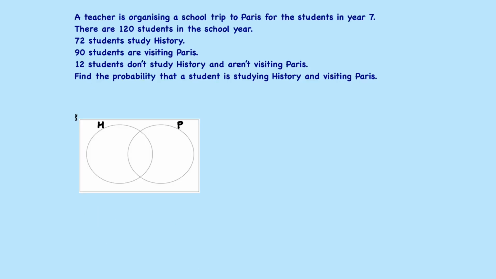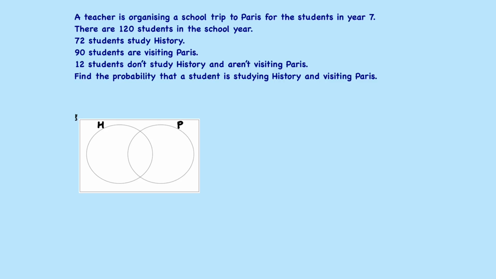Now here's a different one. In this we're going to use a bit of algebra. A teacher is organising a school trip to Paris for the students in Year 7. There are 120 students in the school year. 72 students study history, 90 students are visiting Paris, and 12 students don't study history and aren't visiting Paris. What we have to do is find the probability that a student is studying history and visiting Paris.